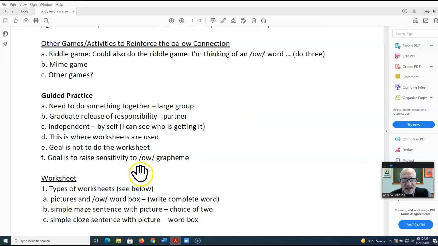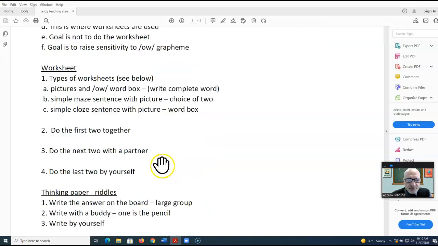So gradual responsibility. We do the first two together. The second they do with a partner. The third one they do independently. And I could walk around. And we're going to be looking at some types of worksheets below. And again, you do the first two together, the next two with a partner, and the last two by yourself. And I'm able to use formative assessment to see if students are getting it as learning is forming.